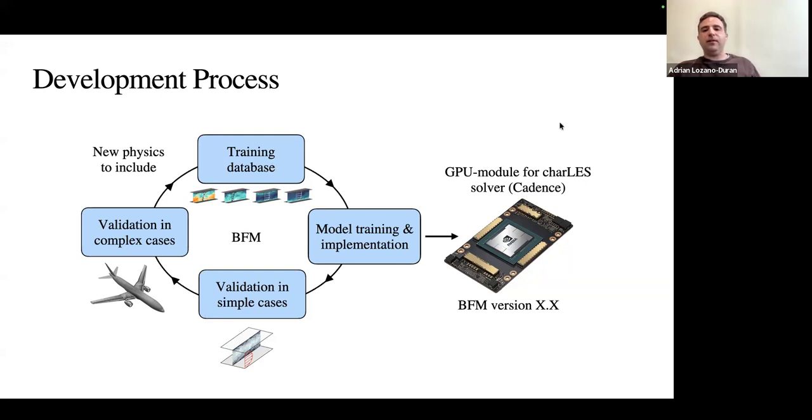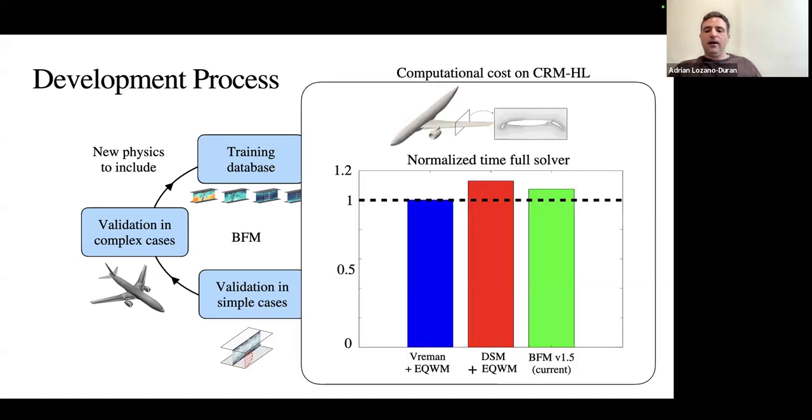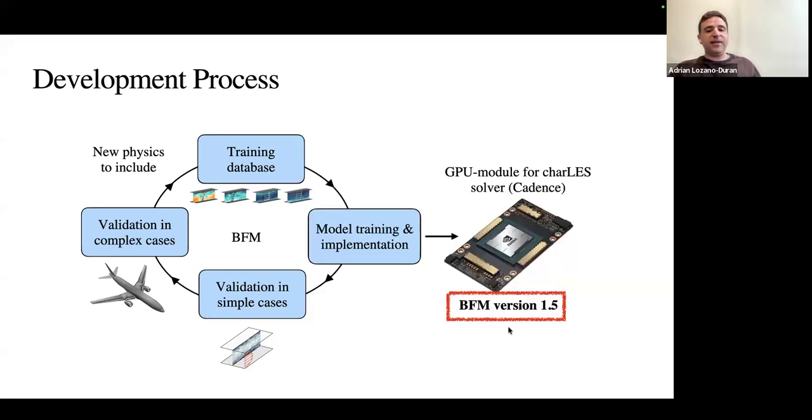The model itself is implemented on GPU. The solver that we use is Charles. The version I'm presenting here is version 1.5 of the model. We are now developing version 2, but it will take maybe one year until version 2 is finalized. Many of the things that I'm showing here are obsolete in a way, because we are improving them.